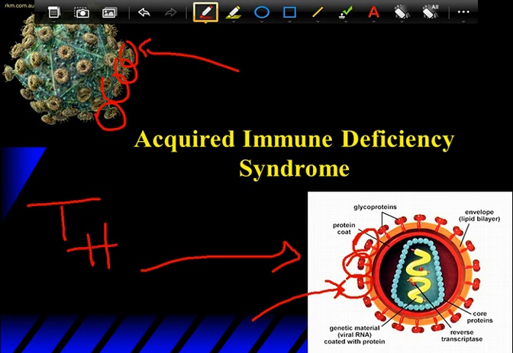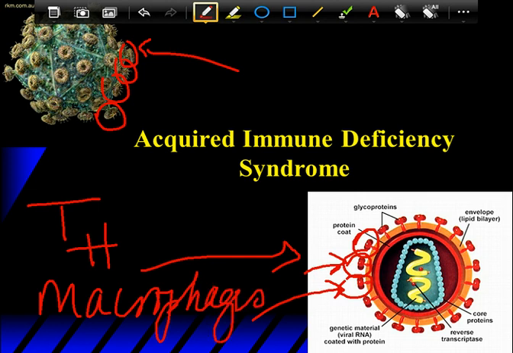If the cell does not have the appropriate receptor for these little viral attachments, it can't get into the cell. T helper cells have the right receptors, and some macrophages and dendritic cells also do. But the main host is a T helper cell. So you can just imagine what's going to happen here, because you know the function of T helper cells, right?